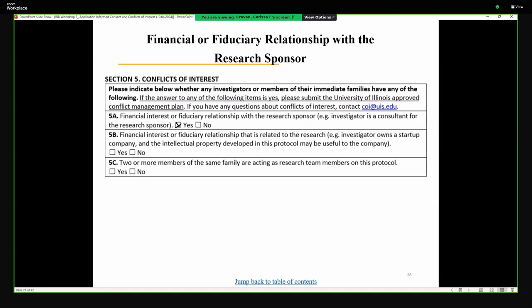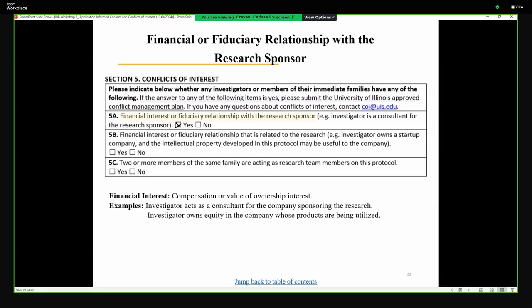So if it is with a sponsor, this might be if you are being paid by the sponsor, if you are a consultant, if you have a large set of stock in that sponsor, that could be considered a financial interest. My examples are actually that. If you have equity in the company or if you are acting as a consultant, those are 2 examples.